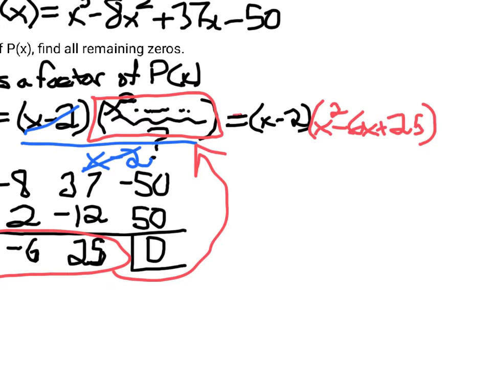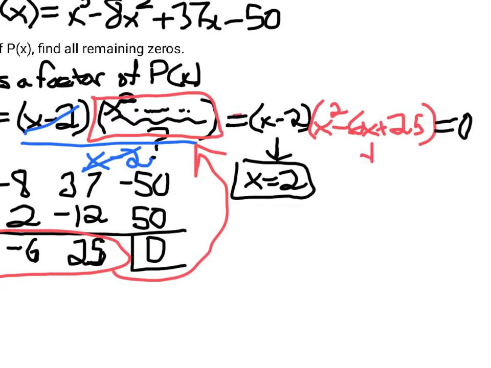And again, the overall task here is to find all the zeros. So we want to solve this thing equals 0. If we set x minus 2 equal to 0, then we get x equals 2. Not all that exciting since the instructions for the problem told us that 2 is a zero. But now we can focus on this other factor. We can dismiss the x minus 2 factor and focus on solutions to x squared minus 6x plus 25 equals 0.